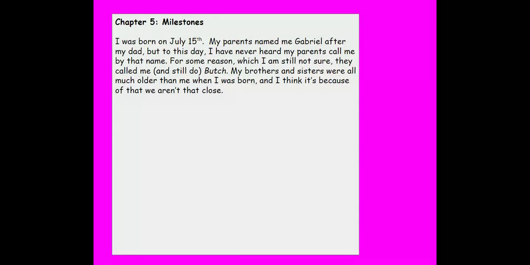Now, if some of this sounds familiar, it's because I copied and pasted it from my autobiography collage that we did last week. That was the point of the collage, to start our storytelling. How you got your name is a great way to introduce this topic.